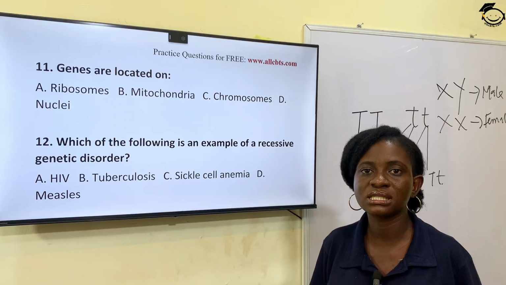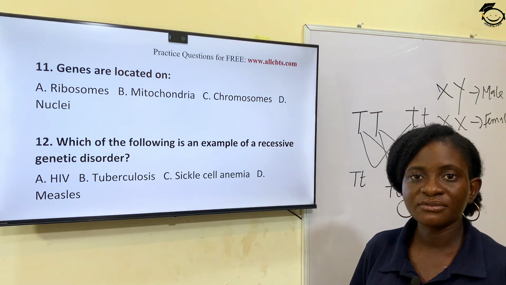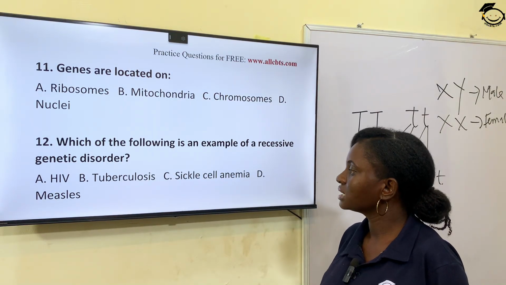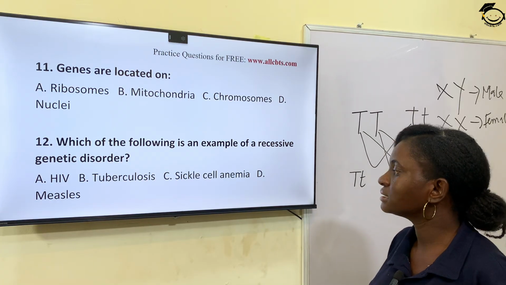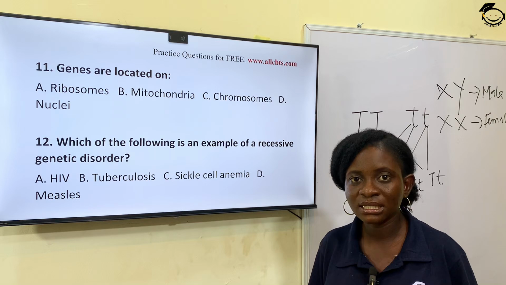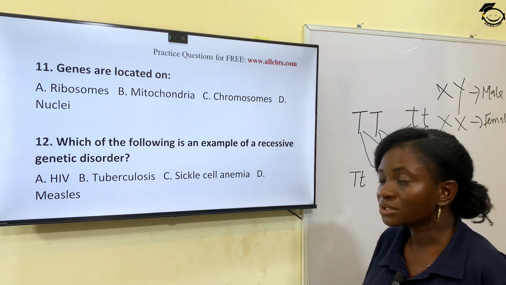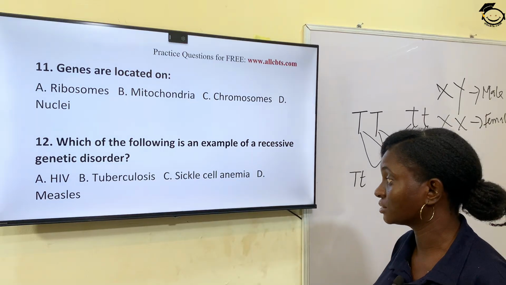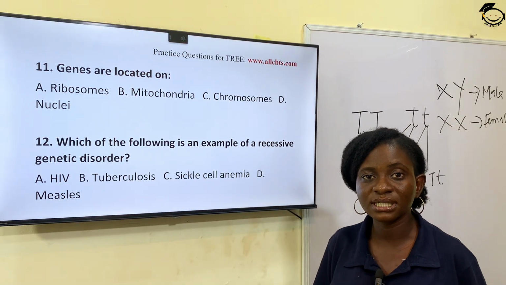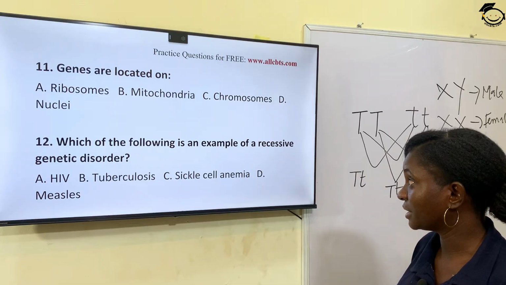Option A is HIV. HIV is a viral disease. Is it tuberculosis? Tuberculosis is a bacterial disease. Is it sickle cell anemia? Yes, it's the correct answer. Then measles is a viral disease. So the correct answer to this question is option C, sickle cell anemia.